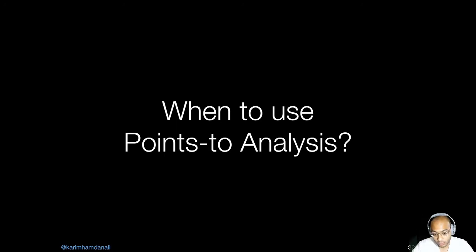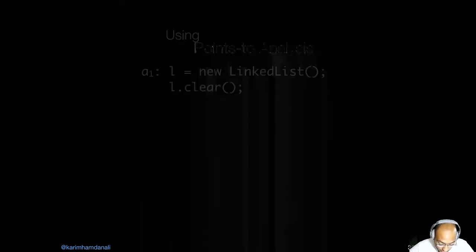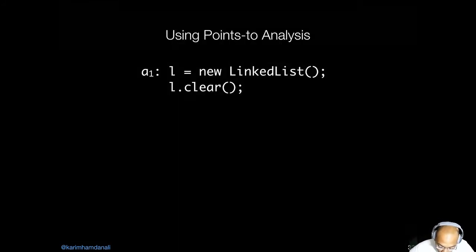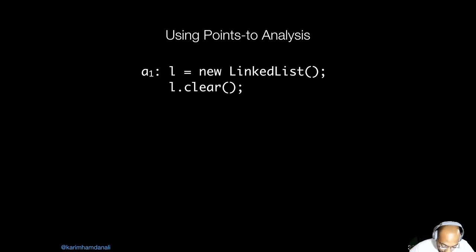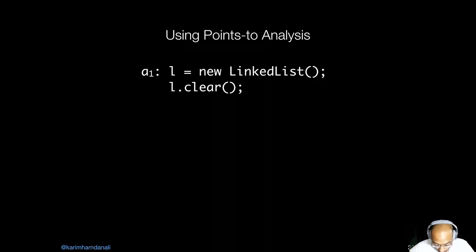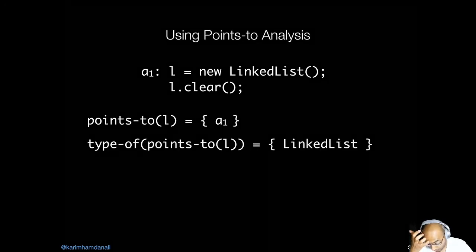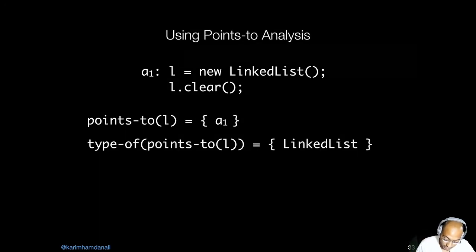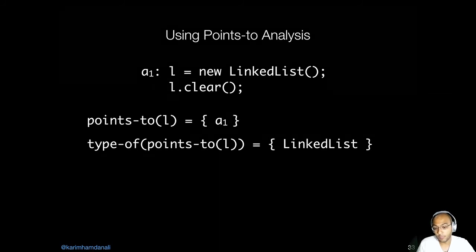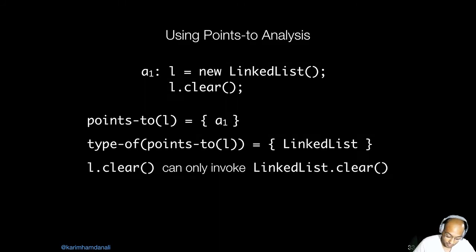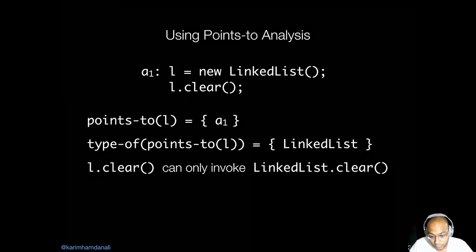So now that we have seen when to use an alias analysis, when can we then use a points-to analysis? We have seen some examples of that when we talked about call graphs. So here's another example. We are creating a linked list and calling l.clear. The first statement, we're going to call that A1, the allocation site. So the points-to set of l is going to be A1. The type of the points-to set is going to be the set of linked lists. l.clear may only dispatch to one method, which is LinkedList.clear. So that means that we can use that for method devirtualization.